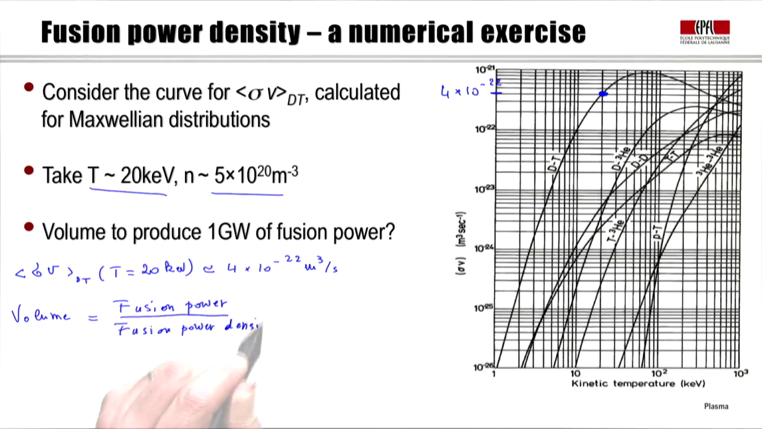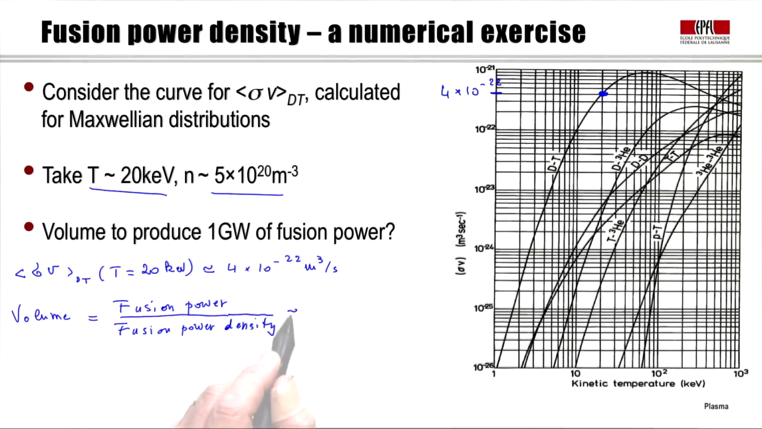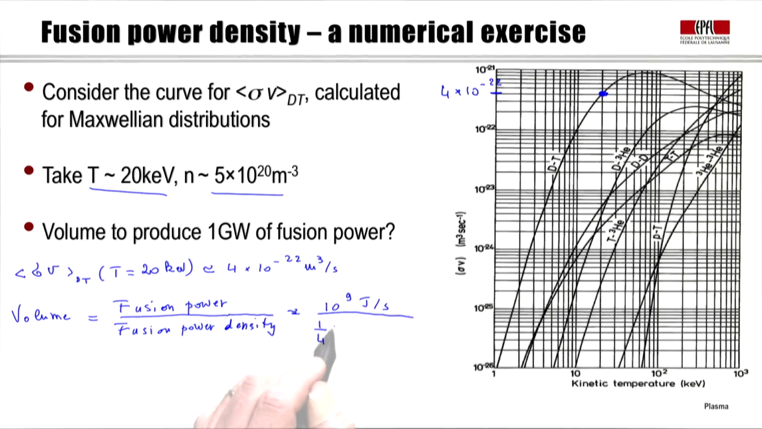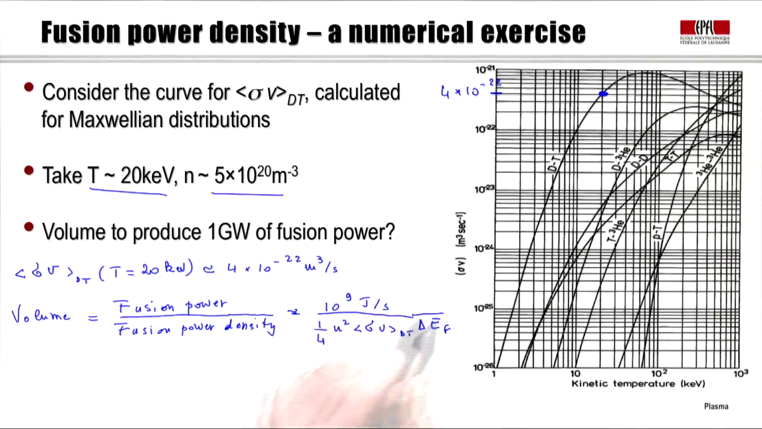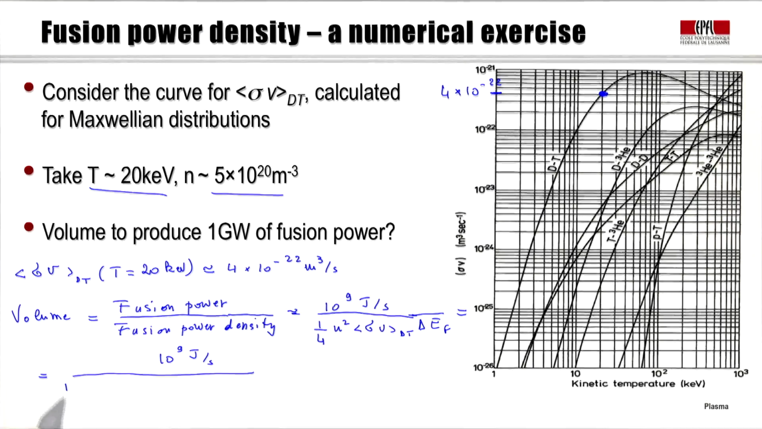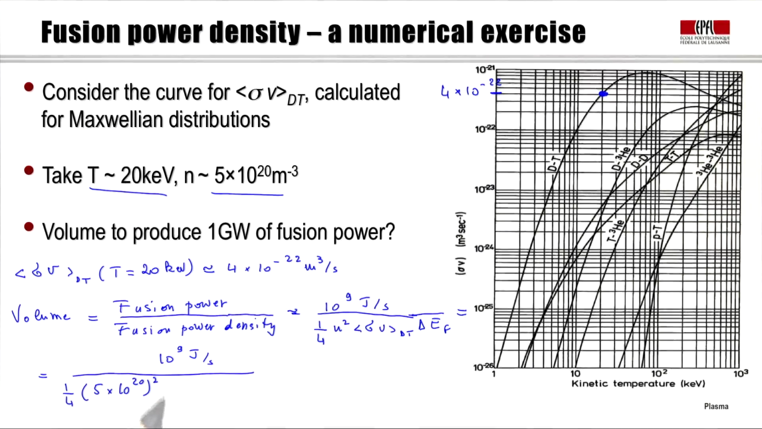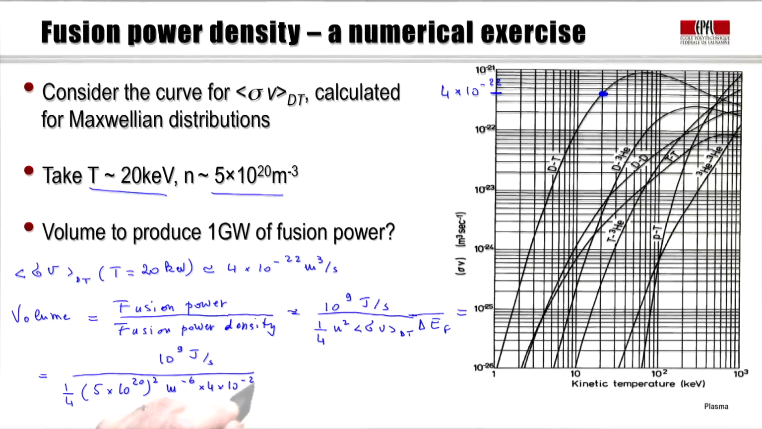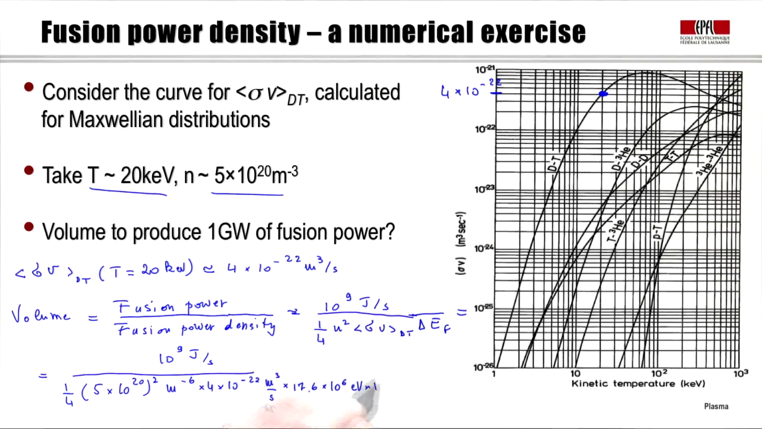We have chosen a reactor that produces 1 gigawatt of fusion power, so that's 10 to the 9 joules per second. And of course, we have to divide that by the fusion power density. That's given by the expression we have considered before. We can proceed in this numerical evaluation and put the numbers for our example. So I have replaced all the values in the expression for the fusion power density. We can now simplify the expression, at least in terms of the measurement units.